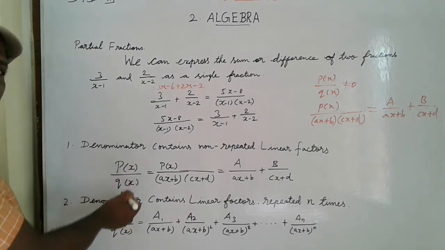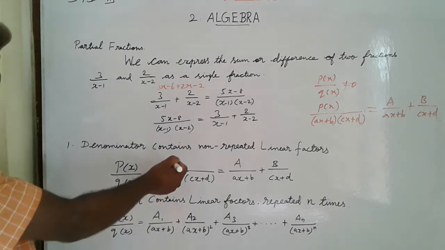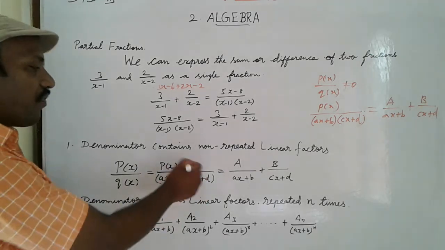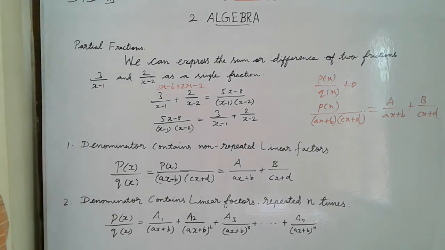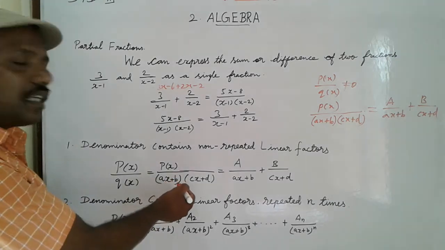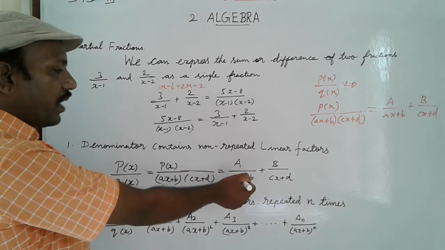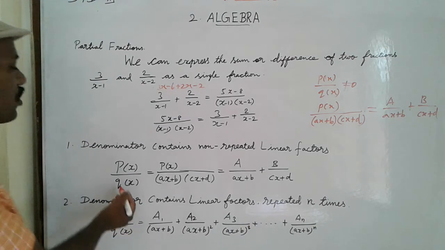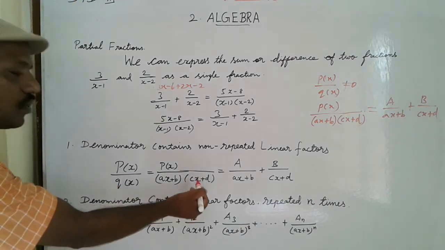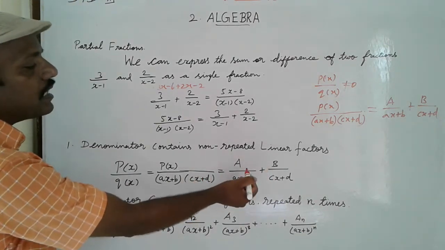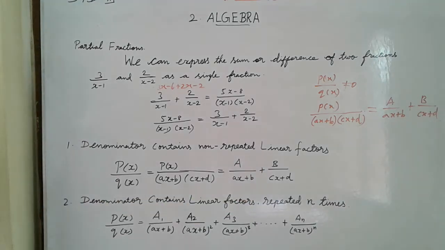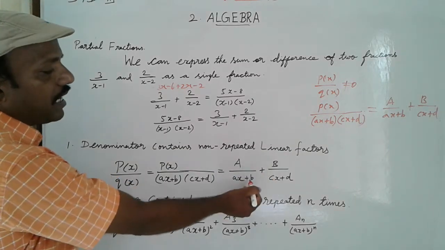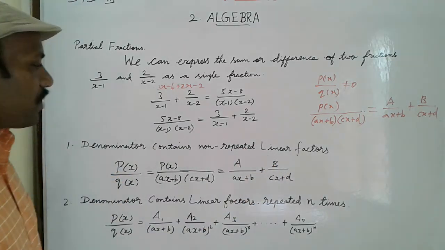We take p of x divided by q of x equal to p of x divided by (ax + b)(cx + d), a single fraction. We change it into two fractions, and when added we get this fraction. The partial fraction is a divided by (ax + b) plus b divided by (cx + d). Q of x has two factors, which we separate. This is the case where the denominator contains non-repeated linear factors, with partial fractions a divided by (ax + b) plus b divided by (cx + d).